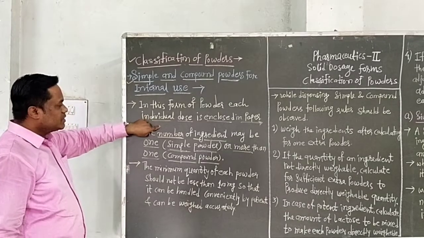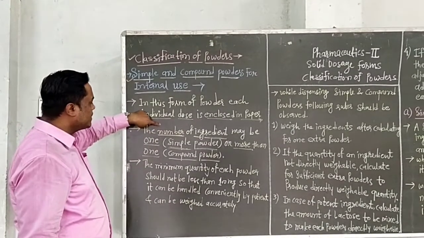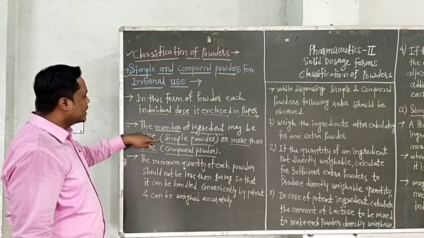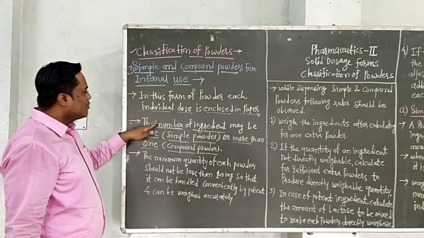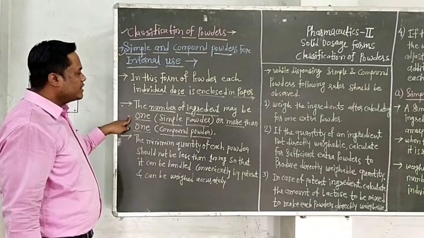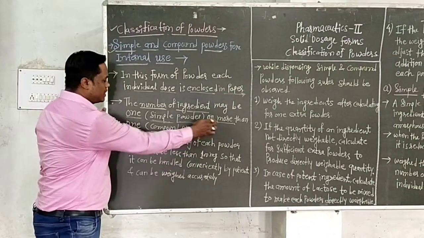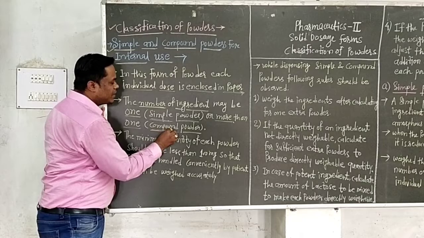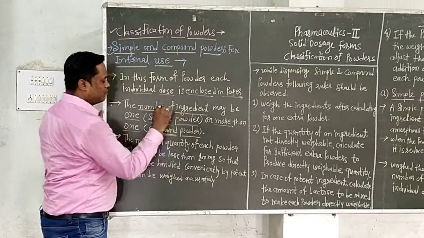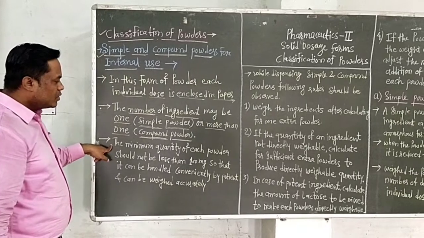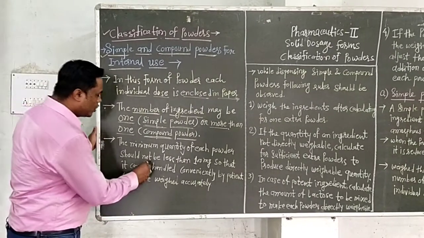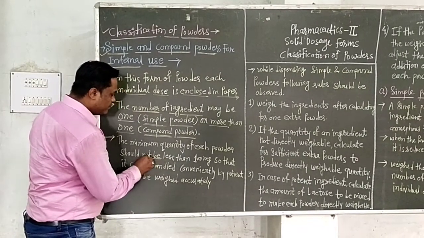If in the prescription the number of ingredients present is only 1, then it is called a simple powder. And if the number of ingredients present in the prescription is more than 1, it is simply called a compound powder. Then next is the minimum quantity of each powder, which is very important.